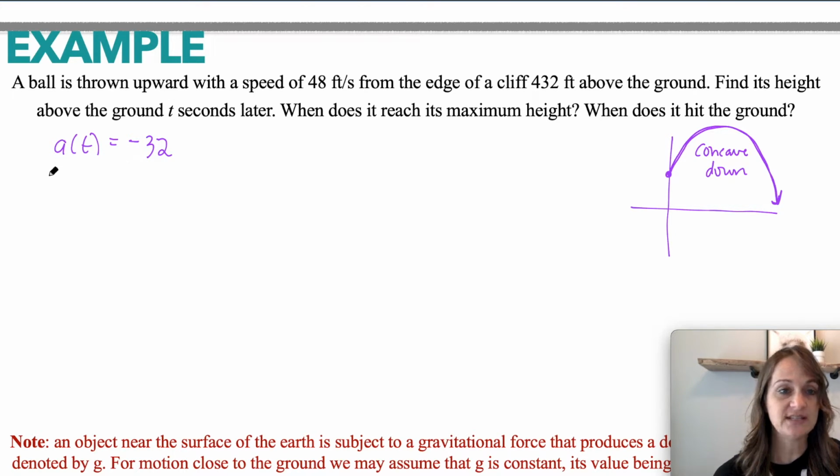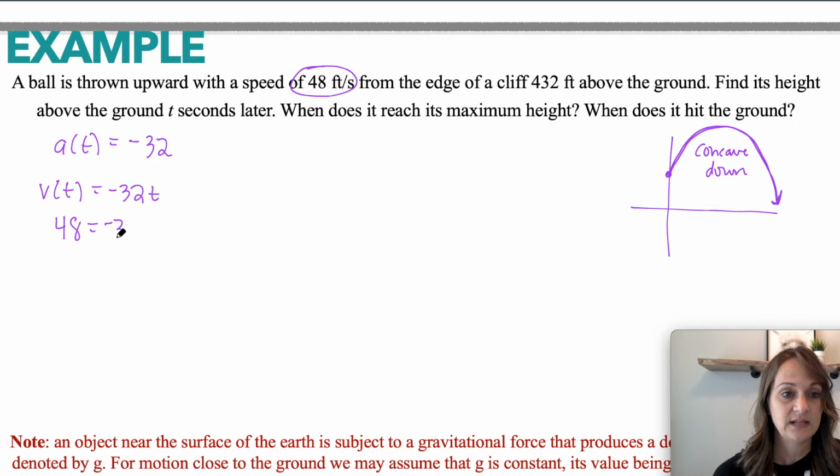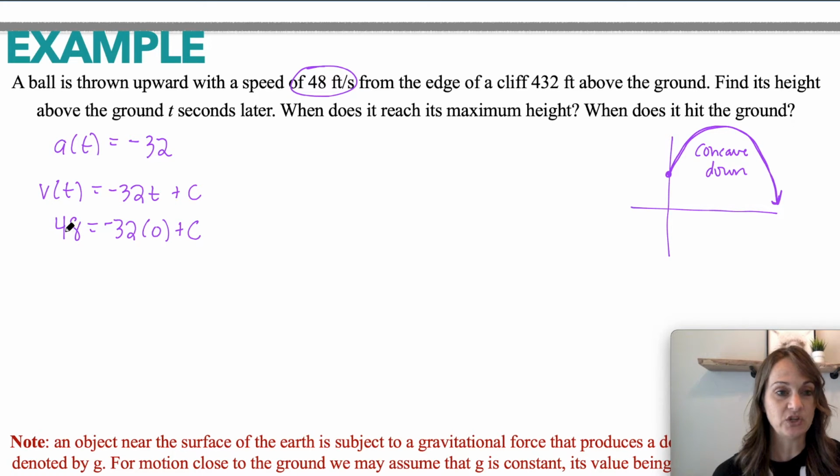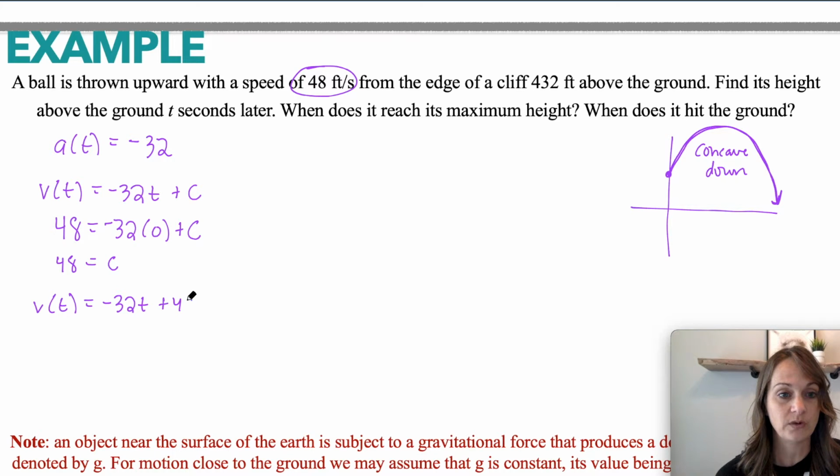If the acceleration is this, then we know the velocity is going to be -32t. And it tells me that at the very beginning, at time 0, the velocity is 48 feet per second. So that's supposed to be plus c, sorry. When we plug 0 in, that means we should get 48. So therefore, c equals 48. So we know that the velocity function is -32t plus 48.